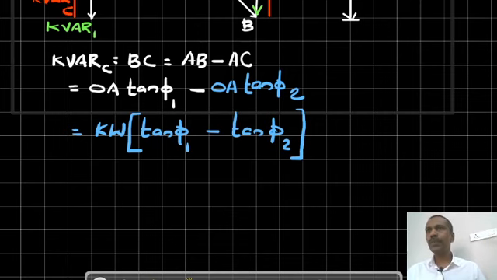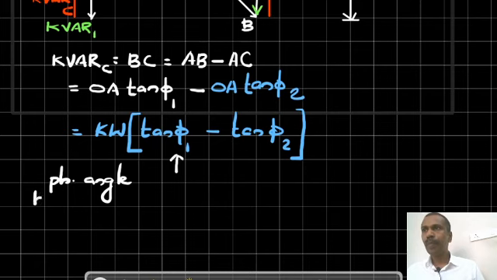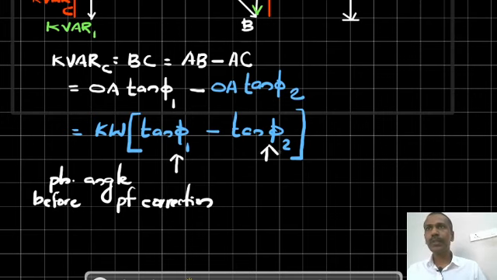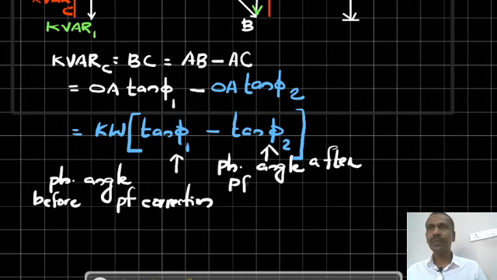What is this phi 1 and phi 2? Phi 1 is the initial angle before the power factor correction. This is the phase angle before power factor correction. This is the phase angle before connecting the capacitor bank. What is phi 2? This is the phase angle after connecting the capacitor bank, after power factor correction.